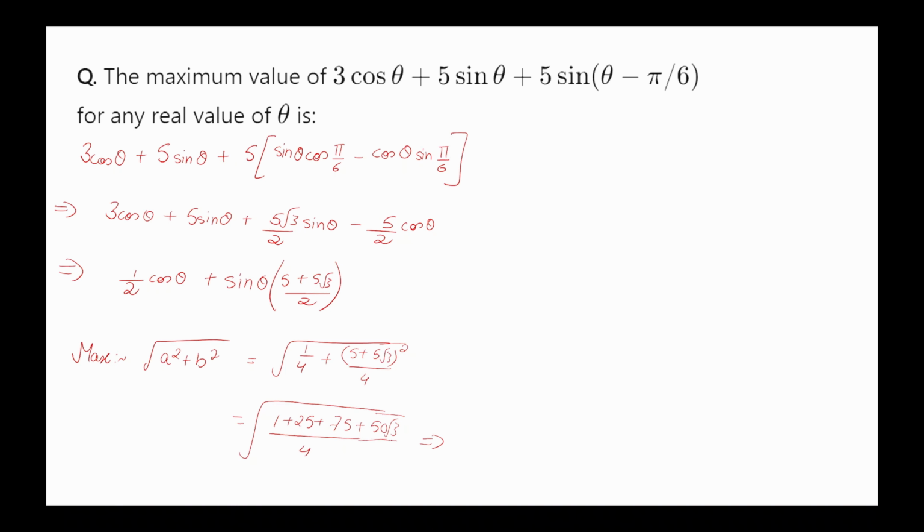This would become 100, 101 plus 50 root 3 by 4 root under. So this is going to be my maximum value. So this is how you find out the value which has been asked to you in the question.